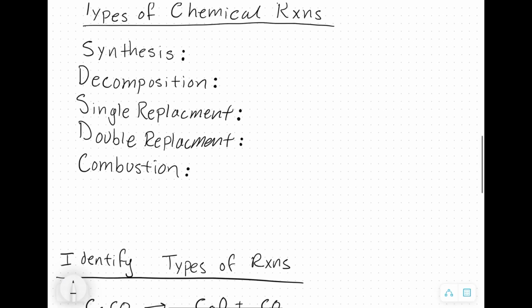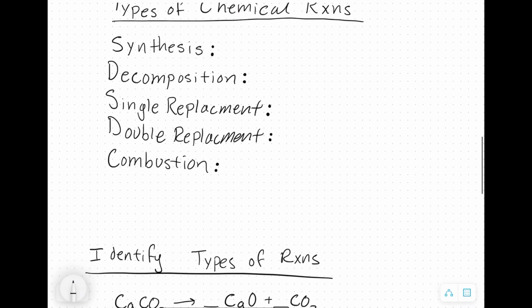So today we're going to be talking about different types of chemical reactions. In general, these are the 5 different broad categories for these reactions. Our first is going to be a synthesis reaction.